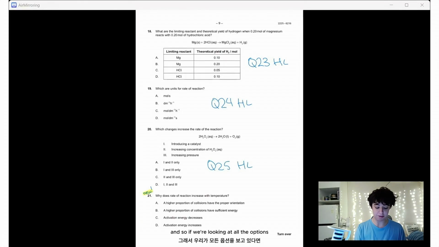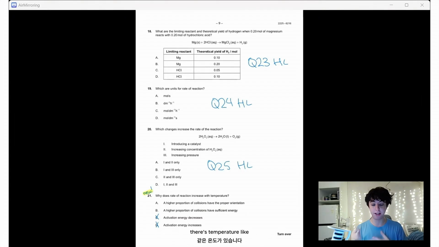And so if we're looking at all the options, A is a higher proportion of collisions have the proper orientation. And so that is one of the options. Meanwhile, B, a higher proportion of collisions have sufficient energy. Okay. Then you have activation energy decreases and activation energy increases. So C and D are going to be ones that we can cross out immediately off the bat because temperature does not change the activation energy.